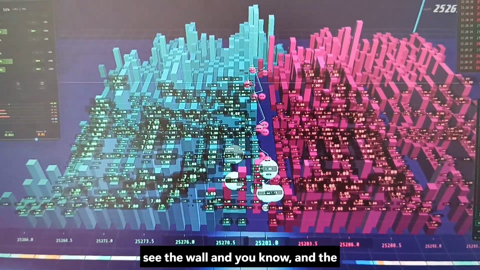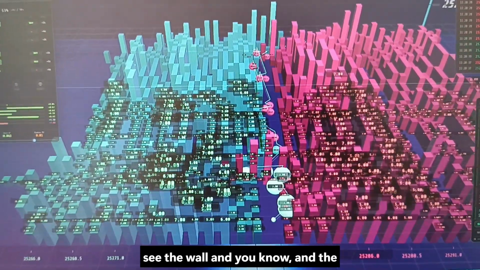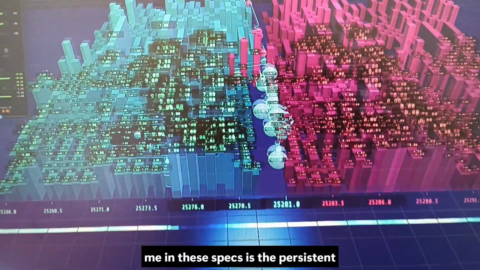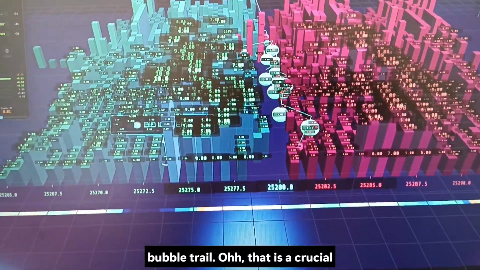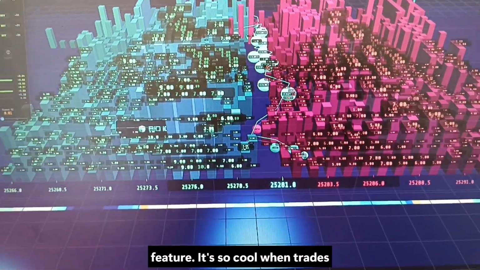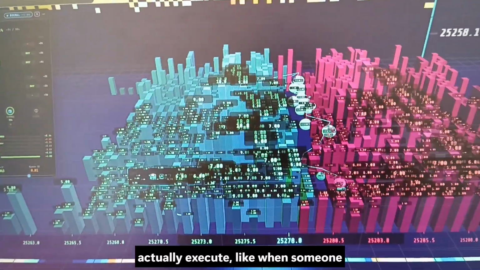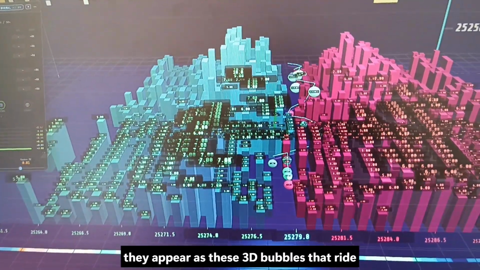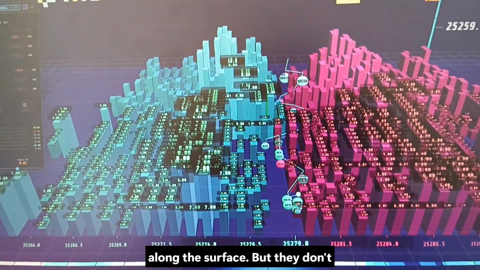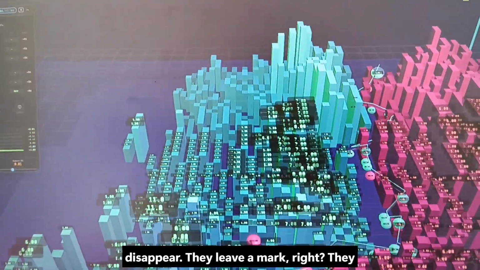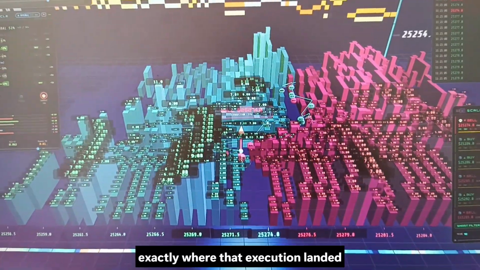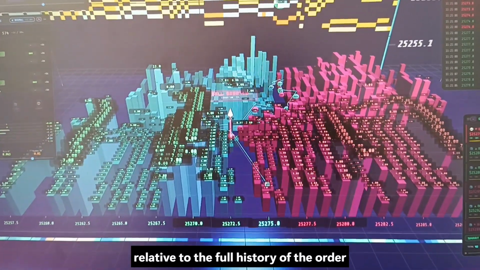You just see the wall. And the feature that really drove that home for me in these specs is the persistent bubble trail. Oh, that is a crucial feature. It's so cool. When trades actually execute, like when someone crosses the spread and buys or sells, they appear as these 3D bubbles that ride along the surface. But they don't disappear. They leave a mark. Right. They leave a permanent visual trail showing exactly where that execution landed relative to the full history of the order book.